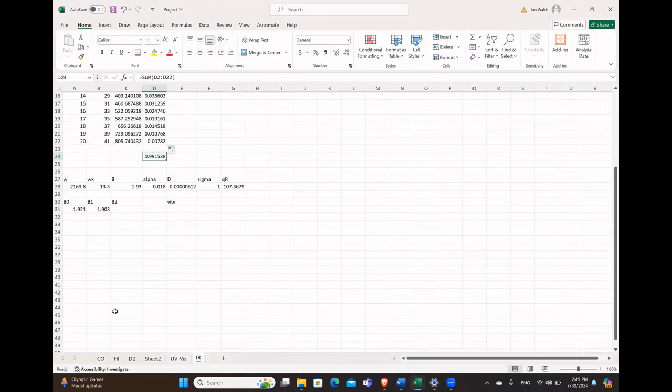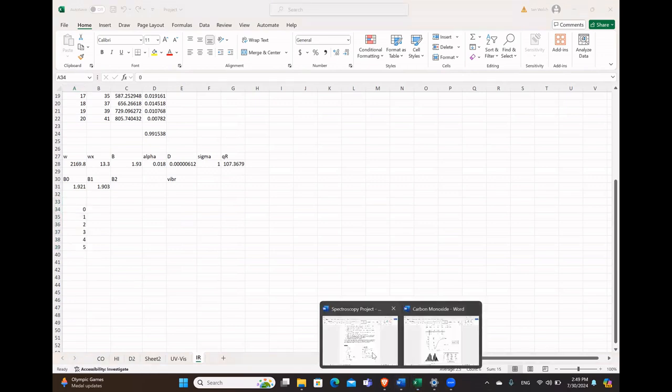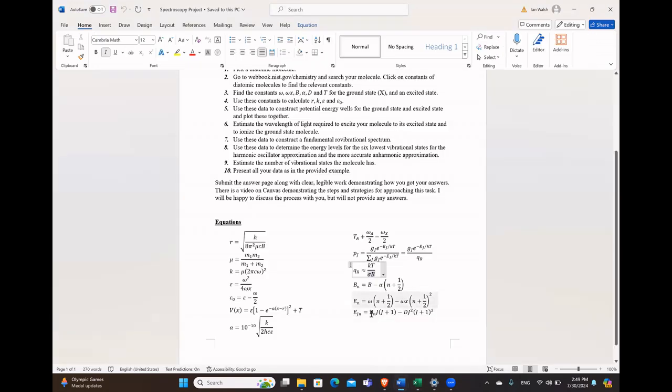So how do we do this? Well, quite simply, let's go ahead and get a 0 through 5 here. What we need to do is just use a couple of equations, and these equations are given to us in the handout as well. So the equation to get an energy for a vibrating molecule is this equation here. This one is the simple harmonic oscillator approximation. And if we include this term here, we get into the anharmonic term. So all we have to do is calculate these values, and then we'll get the energies.